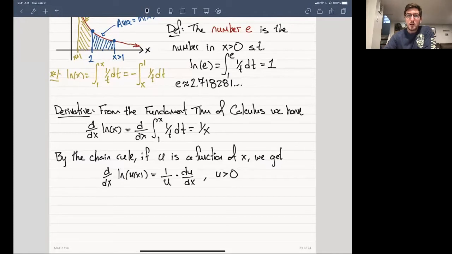Now, there is a special case of this that we're going to see coming up over and over and over again when we are using these logarithms, particularly as they're coming through in integrals.